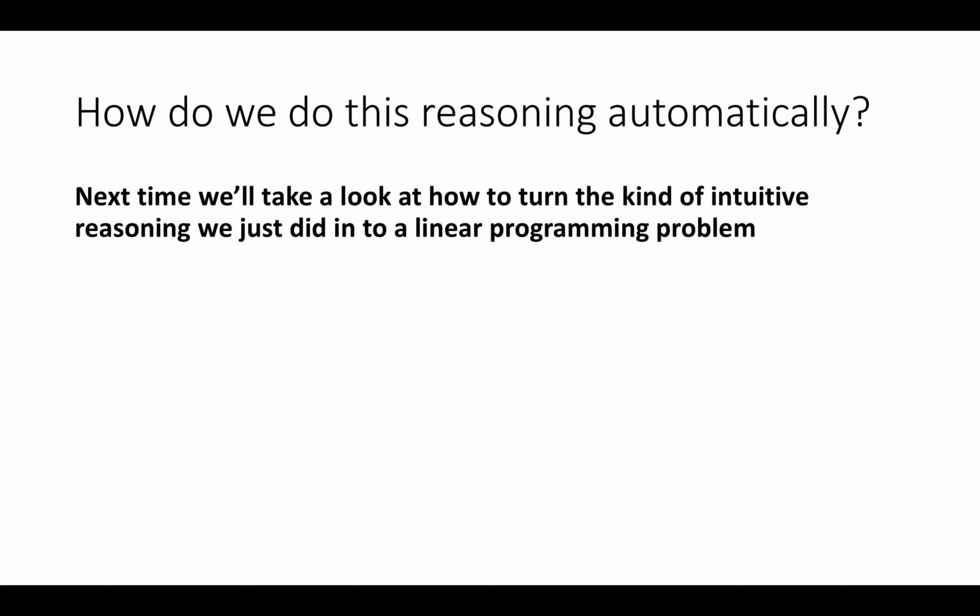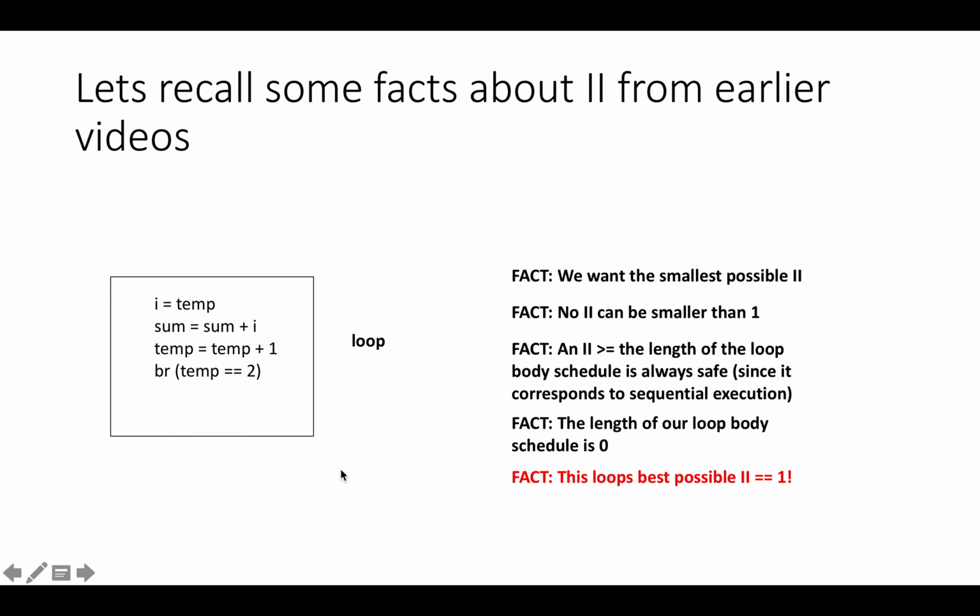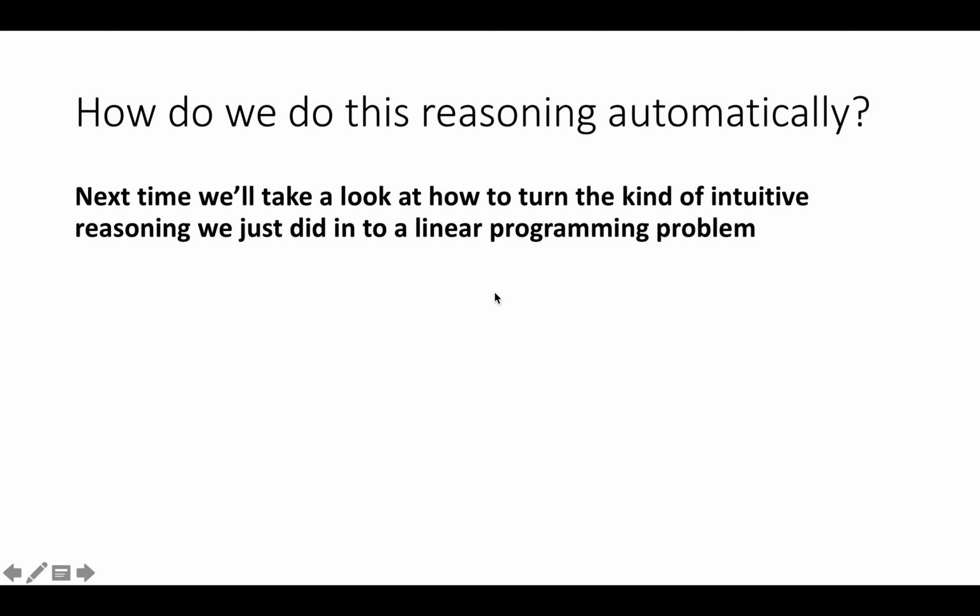So how do we do this kind of reasoning automatically, and how do we do it more precisely? That's the challenge we're going to look at in the next couple of videos, and what we'll do is, instead of using this kind of intuitive reasoning like we saw on this last page, which is sort of just a codification of the obvious, we're going to talk about how to actually examine the data dependencies across iterations of the loop, turn those into a linear programming problem similar to the linear programming problem we solved to do ordinary scheduling, and use that to compute the smallest possible initiation interval. So I'll see you guys in later videos where we're going to talk about that.